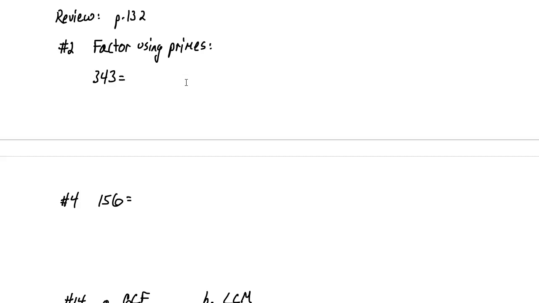The next prime number is 7. Take a calculator and go 343 divide by 7. You'll find out you get 49. So we can write this as 7 times 49. One more step. Rewrite the 49 as 7 times 7. So we see that our prime factorization is 7 to the 3rd power.